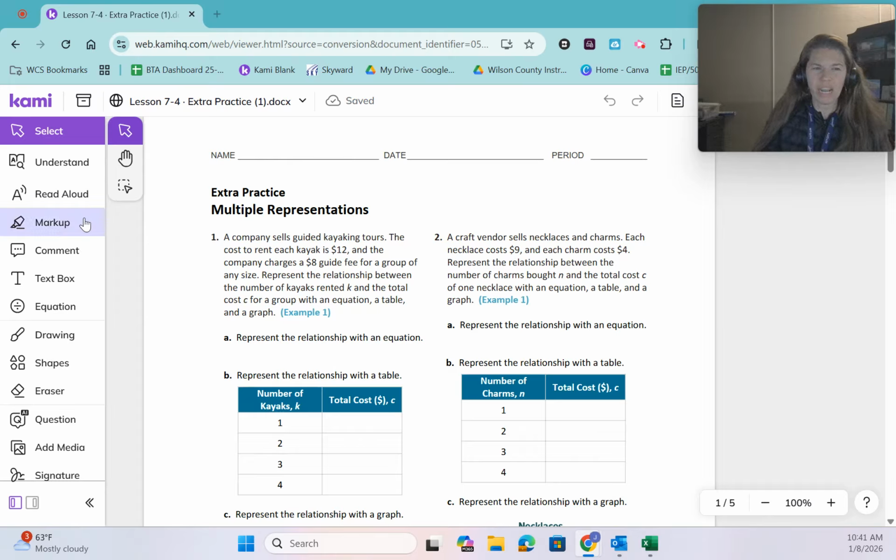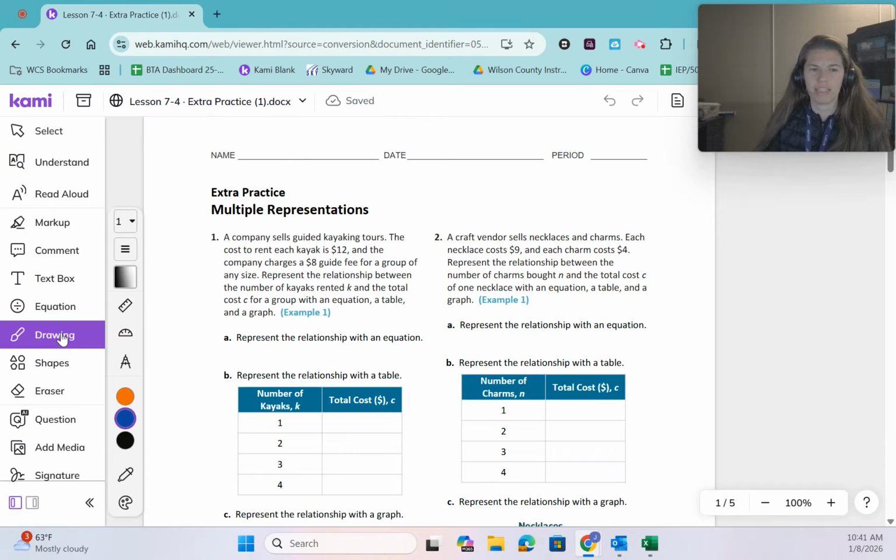Now, when you're doing a problem like this, you can choose to start with any one of these that you want. You don't have to start with the equation. You don't have to start with the table or the graph. You can interchangeably do all of them. So, what we're going to start with on this first one is the equation.